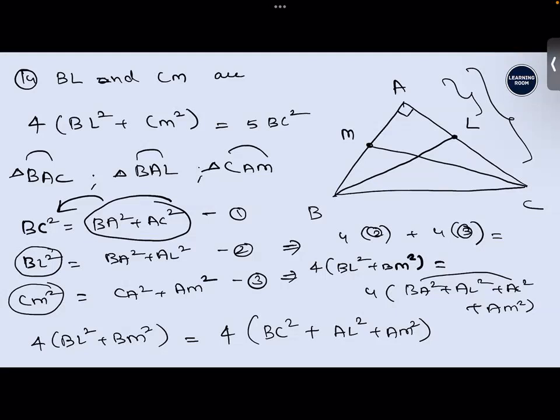Half of AC square plus AB square will become BC square. You're done. Got it? So try to solve it. Is it clear to everyone? Most importantly, are you able to understand how to think? Since I explained the logic, try to do it on your own. Take your time.